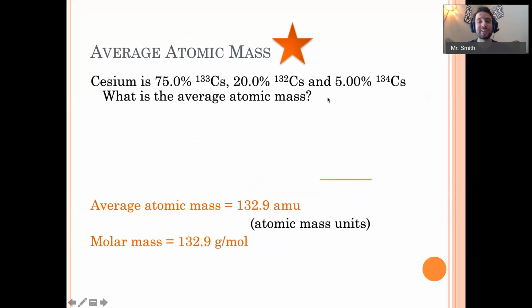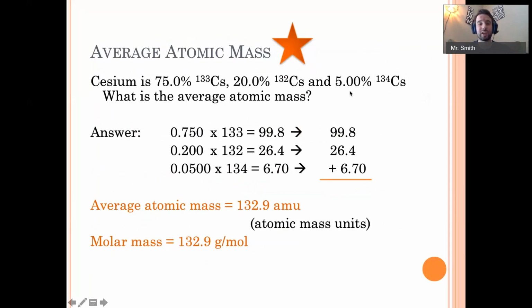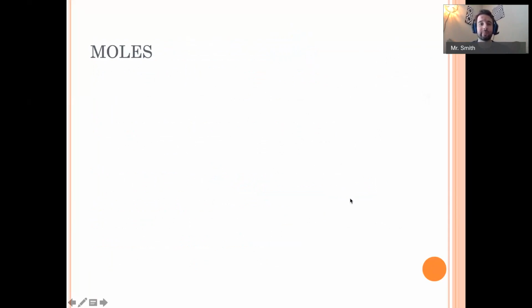Okay, so this is just an example. We won't have you actually calculate average atomic mass, but just know that you can do it. You pretty much just take the mass times the percentage, and then you add them all up. What we want to talk about more is this thing called a mole.